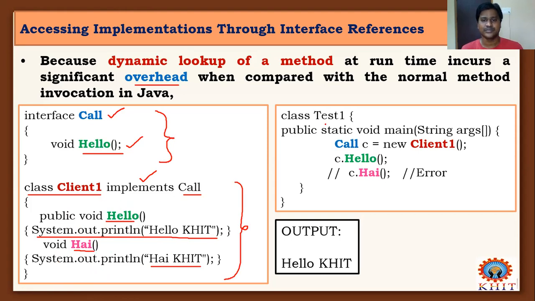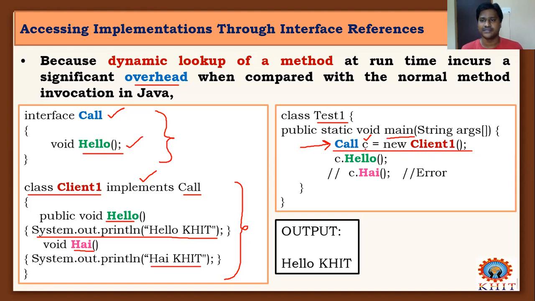Okay, coming to the main class, test one. Inside this main function, I'm creating a reference variable C. See here, it is a reference variable of the interface call. Call is an interface name followed by the reference variable. This is very important. This is the concept we are going to discuss: accessing implementation through a reference variable. This is the key step: interface name followed by reference variable.